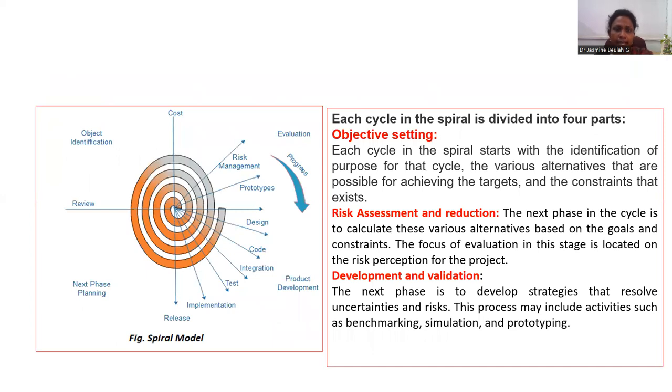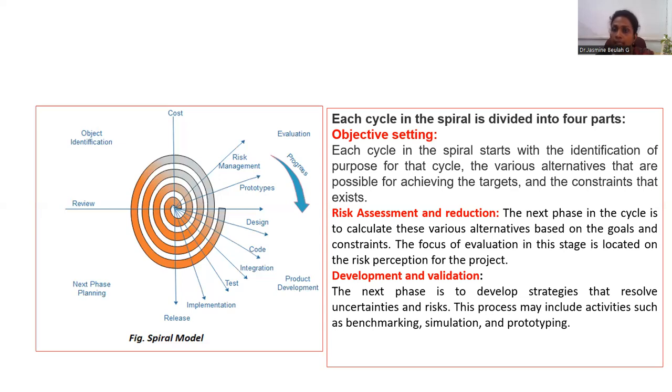This is a diagram of the spiral model, where you find a division into the evaluation stage, product development stage, next phase planning, and objective identification. So that's a four-part division. The spiral itself is divided into four parts. The first one is objective setting, where each cycle in the spiral starts with the identification of the purpose of that particular cycle. The various alternatives are also analyzed, and whether any constraints exist or not.